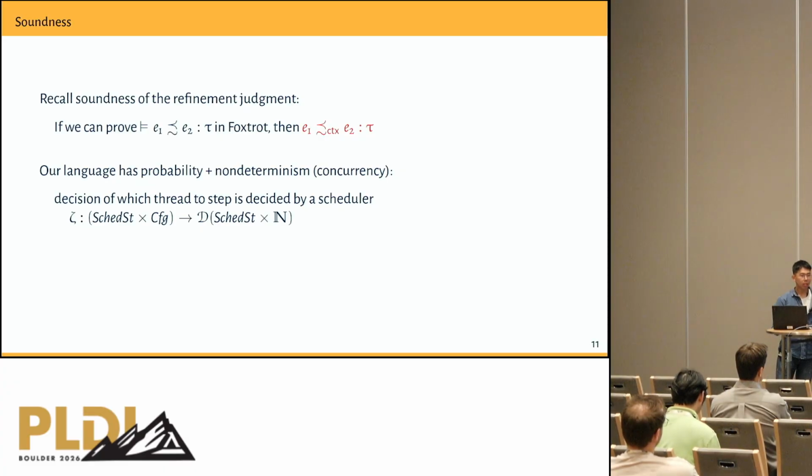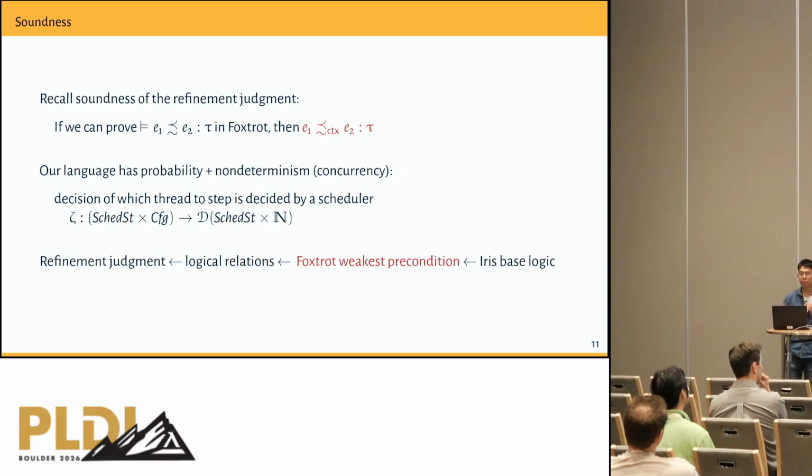More precisely, the scheduler is a function that takes in its internal scheduler state and the current configuration and returns a distribution of the next scheduler state it updates to and a natural number representing the next thread to step next. Now, because our operational semantics has to take into account schedulers, so does the model of Foxtrot, and we bake the definition of schedulers internally into the model. Let me give you an intuition of how that works.